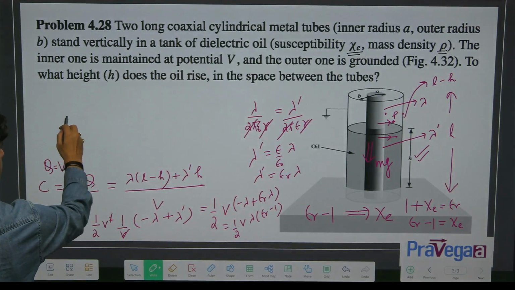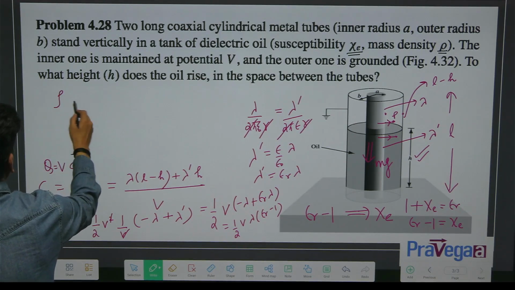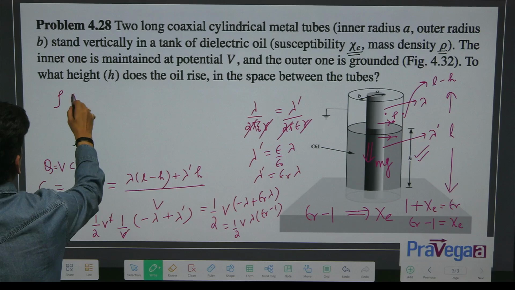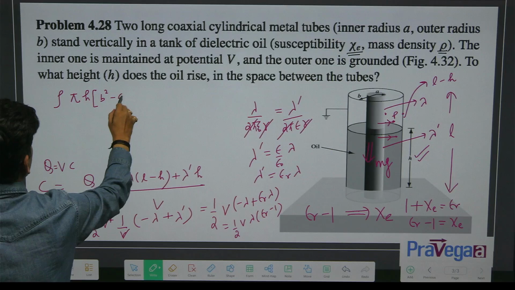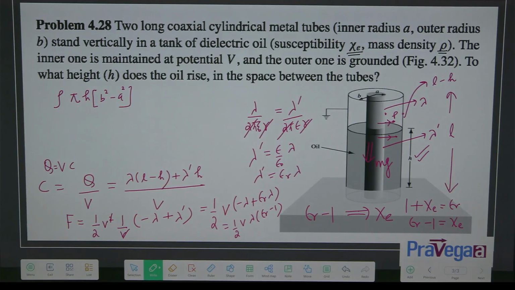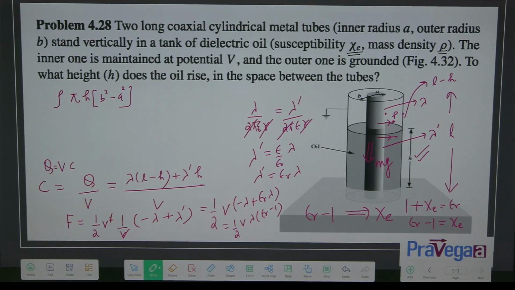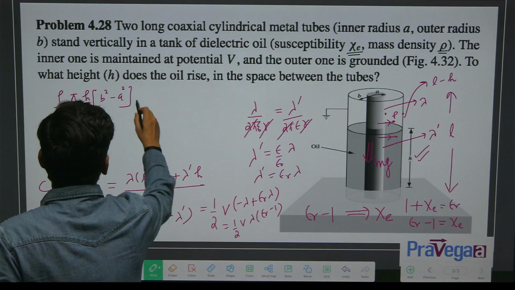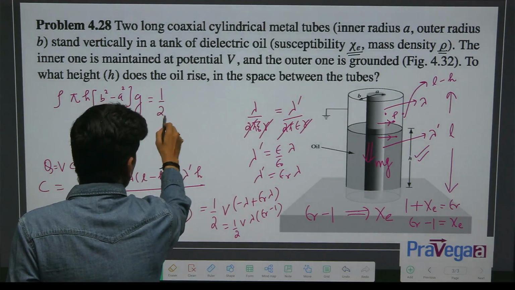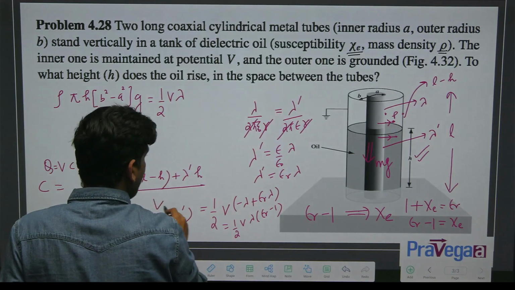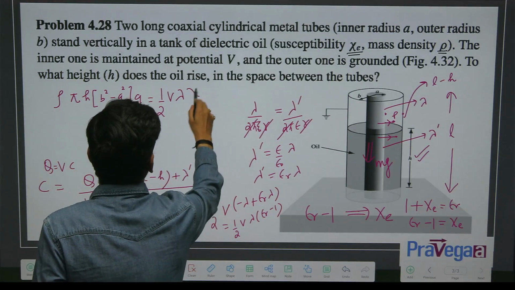So this mg, what will be the mass of the oil? It will be given by density into volume. What is volume? Pi h and b square minus a square. Pi r square h is volume of the cylinder, and I want only that much volume which is contained by the oil. So this is mass into g is equal to half V lambda epsilon r minus 1 is chi e. So it will become chi e.